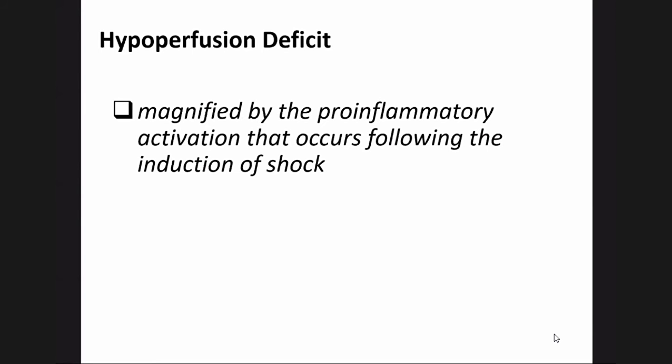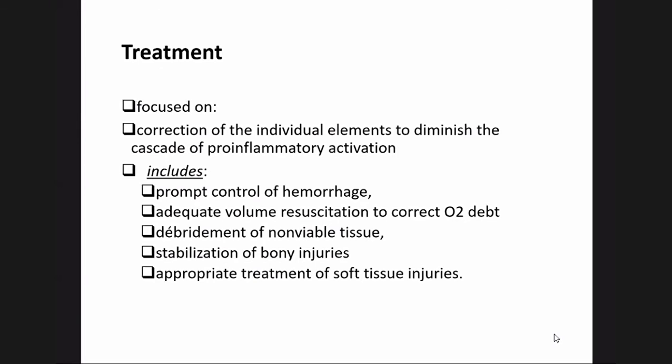So under traumatic shock, we have a hypoperfusion deficit. These are magnified by pro-inflammatory activation that occurs following the induction of shock. So for the treatment, we focus on correction of individual elements to diminish the cascade of pro-inflammatory activation. So this includes prompt control of hemorrhage, adequate volume resuscitation to correct the oxygen debt, debridement of non-viable tissue, stabilization of bone injuries, and appropriate treatment of soft tissue injuries.